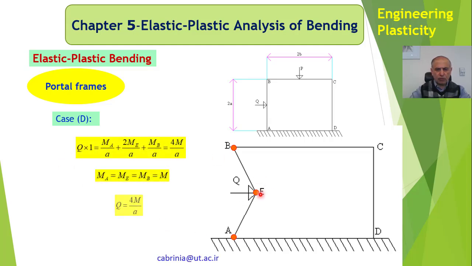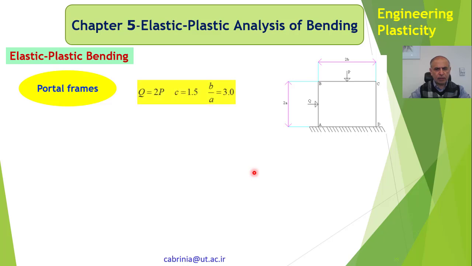Then Q times 1 meter again per second. This one also is just like the built-in beam. So we have MA over A, 2ME over A, and MB over A. So we get 4M over A. So Q is 4M over A. We could consider other cases, but here I have just demonstrated 4 cases. You could consider 10 cases or more, but these are the 4 probable cases.